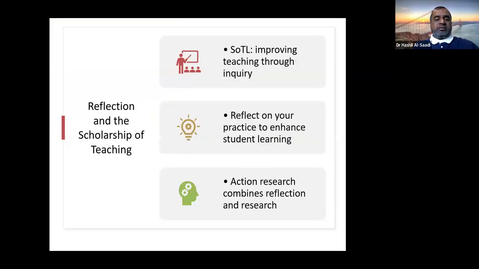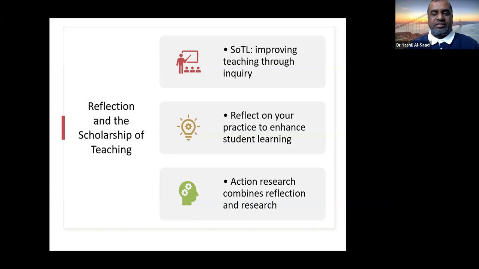Okay, let's look at reflection and the scholarship of teaching. This is for any teachers, any members of faculty attending today. Dr. Ahmed, if there are any, then we can focus more on those three types of research that are very relevant to teachers and faculty members. Yeah, there are some teachers in there, so that would be great.